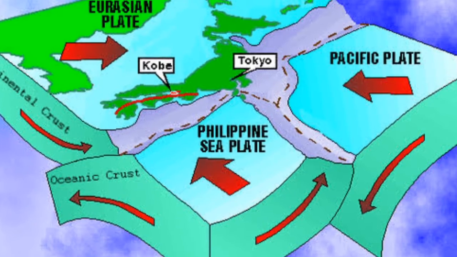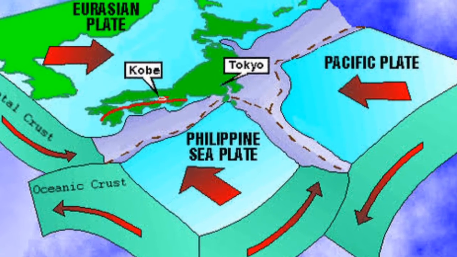There are 3 distinct types of plate boundaries, which are differentiated by the types of movements they exhibit. The first type of plate boundary is termed the divergent boundary, wherein plates move apart creating a zone of tension. Let's see the second type of plate boundary.